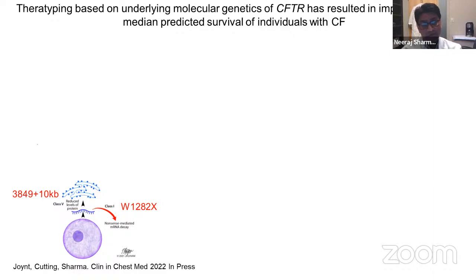At that time, we did not know what the other variant in her CF gene was. But the concept here is that this particular variant belongs to class 5 because of the splicing defect, and because missplicing is not complete.